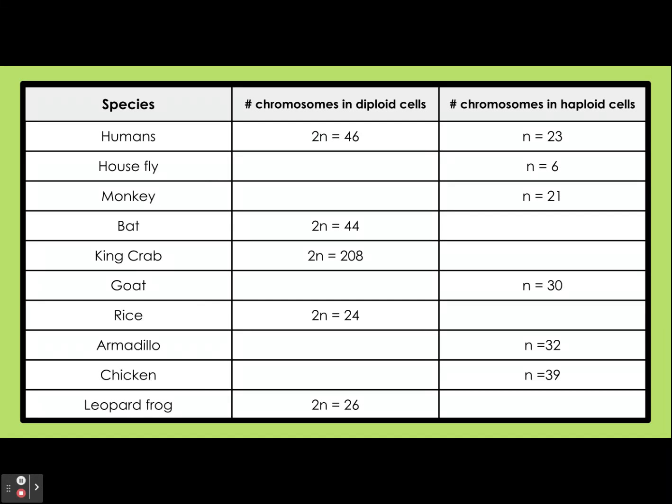So for the rest of the species in this table, you are either given the diploid number or the haploid number. So what you need to do is pause the video and you're going to fill in the blanks with either the diploid or haploid number based on the information provided. So pause the video here and give it a try. And here is the answer key so you can check your work. Make sure that you came up with the correct diploid and haploid numbers for each of these different species.